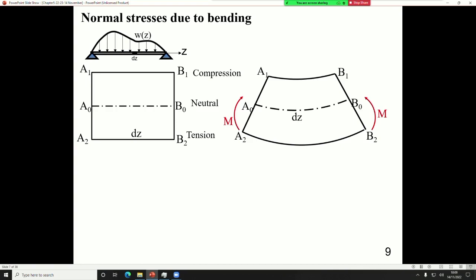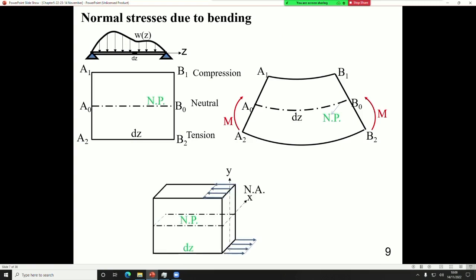That layer is located on the neutral plane. We call it a plane which is subject to no stress or no strain. It's undeformed. And where the neutral plane intersects the cross-section, we call it a neutral axis. So this is a neutral plane, the plane of no stress and no strain, and where it intersects the cross-section, we call it neutral axis.